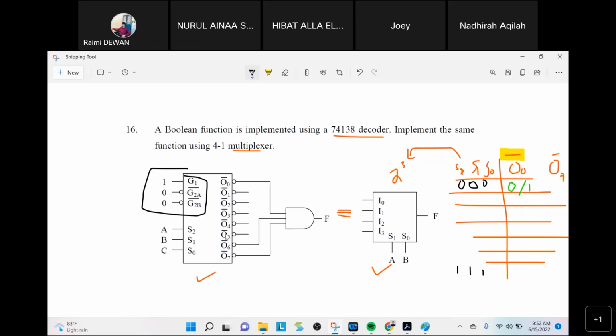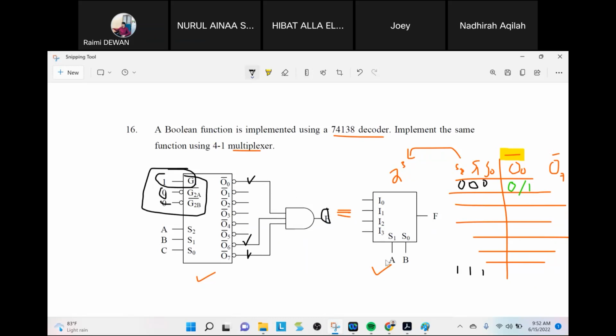So this one is an enabler. If you have G1 equals 1, it enables the decoder function. For G2A, G2B, you can see 0, 0 means it is activated. So you perform the same function here, but you see it's only taking partial output, not the finalized output. It's only taken at 0, at 6 and at 7.